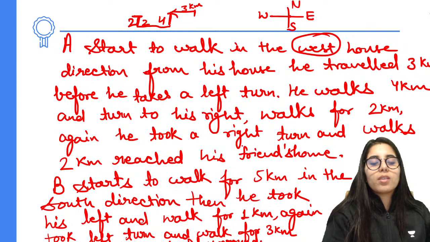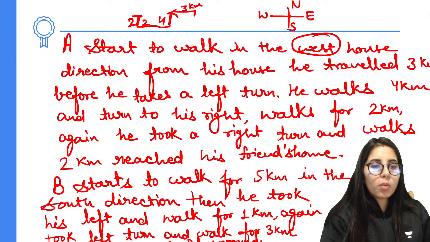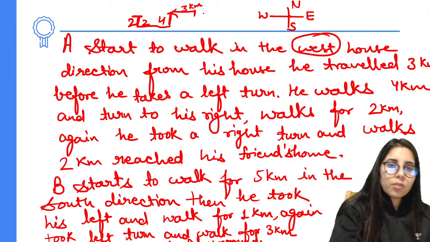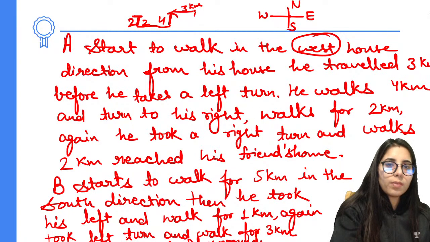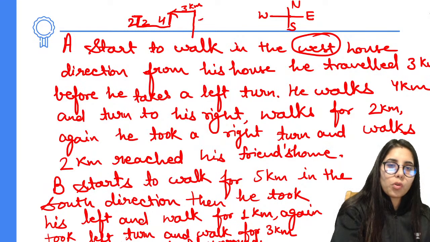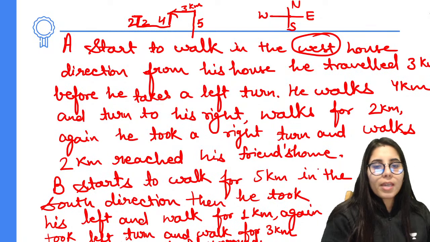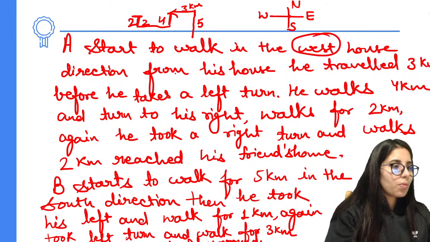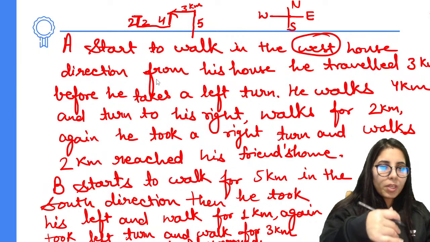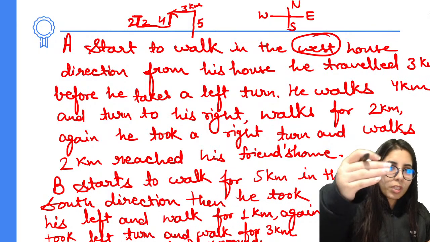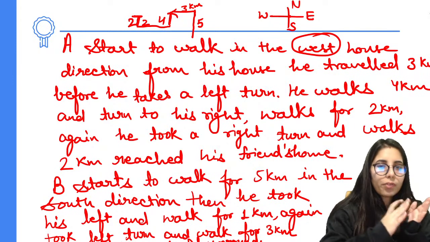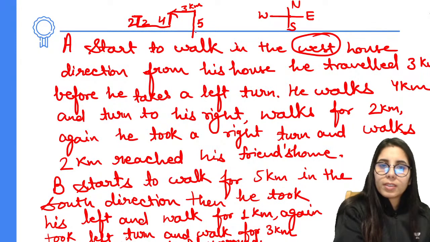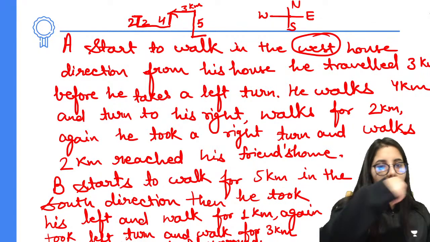Let's have a look at the statement given to you regarding B. B starts to walk for 5 kilometers in the south direction. So which means downward direction from here. Clear? And 5 kilometers means more than 5 kilometers. Done. Next, in the south direction, then he took his left, which means where this one will be going. Like if you will move in the backward direction, you will see your left is this, so it will be on this side if you will turn to the other side.